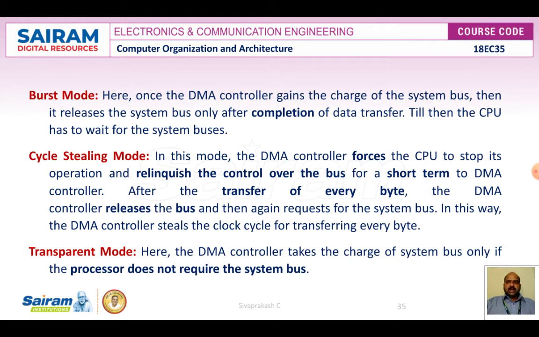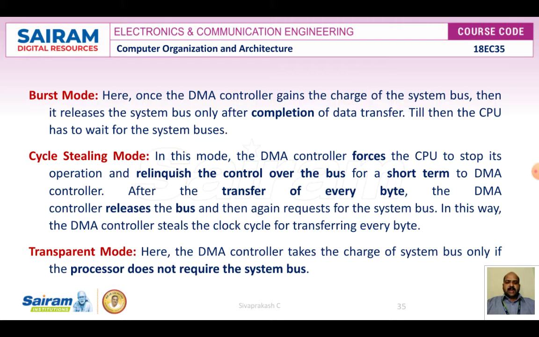Third one, transparent mode. Here, the DMA controller takes charge of the system bus only if the processor does not require the system bus. So only during that time the mode becomes active and does the process of data transferring. Hence it is called transparent mode.